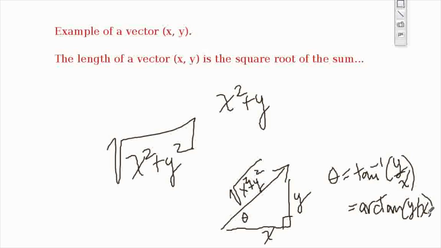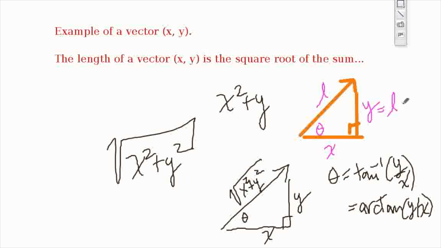This shows you how to go from the components to the length and the angle. What about if you wanted to go the other way? What if I had a vector and I told you that the length was L and the angle was theta, but I wanted to know what x and y were? Y in that case is going to be L times sine of whatever that angle is. So sine is another function on your calculator that you could plug in. X is going to be L times cosine of the angle.